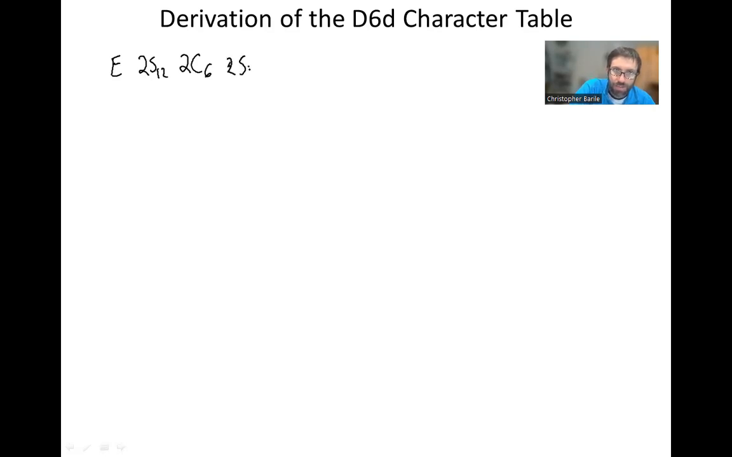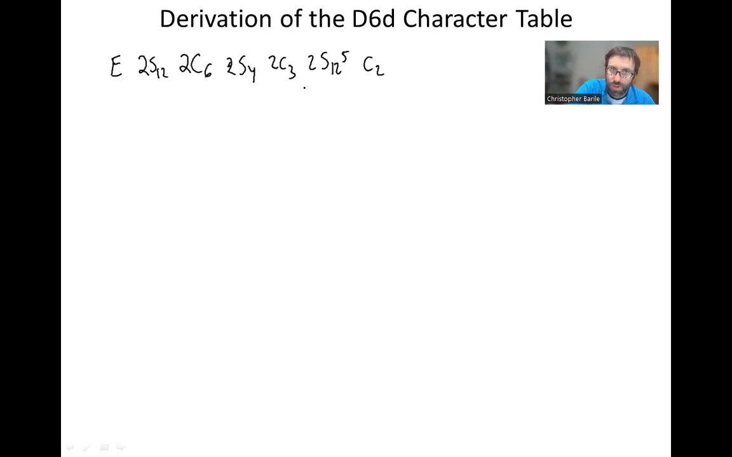And then we have 2S4, and these are in arbitrary order, but we'll put this one first just so it's easy to track our Mulliken symbol rules at the end when we name our irreducible representations. It doesn't really matter what order you do this, but this is the order seen in most character tables. And then we have our other classes here.